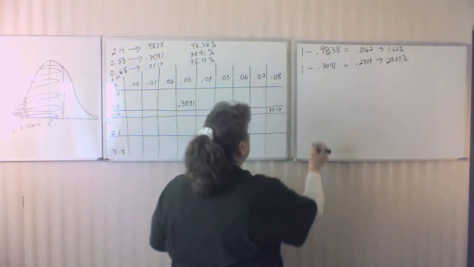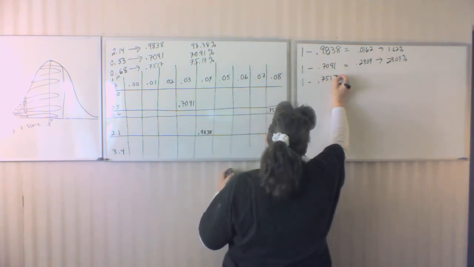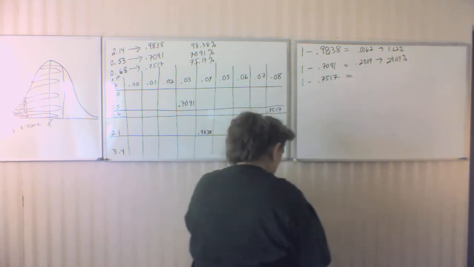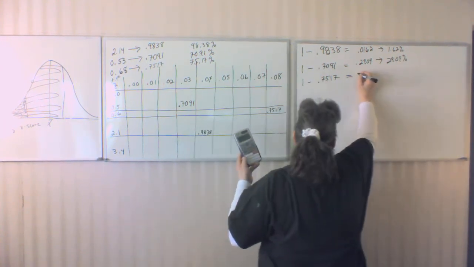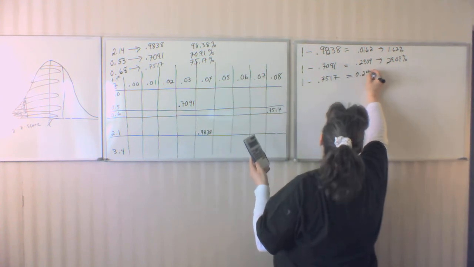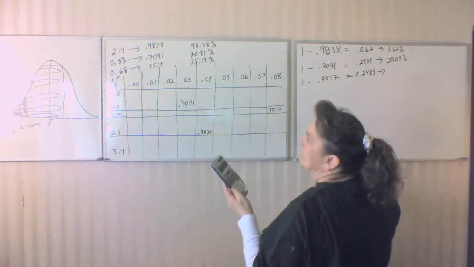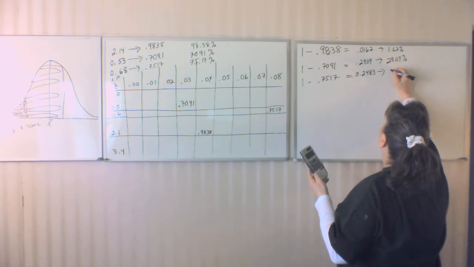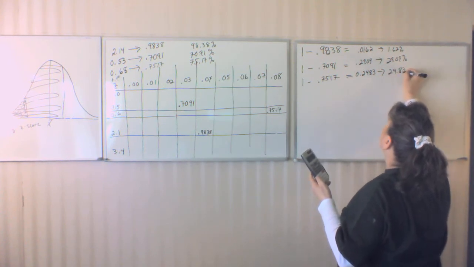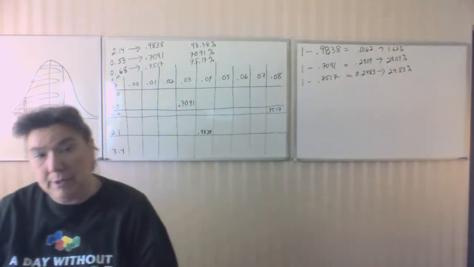Now let's look at the last one. 1 minus 0.7517, and that's going to equal 0.2483. So 24.83% of the students did better than that one.